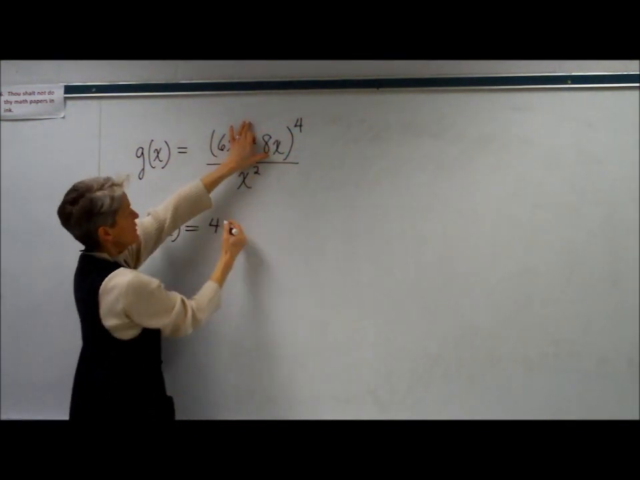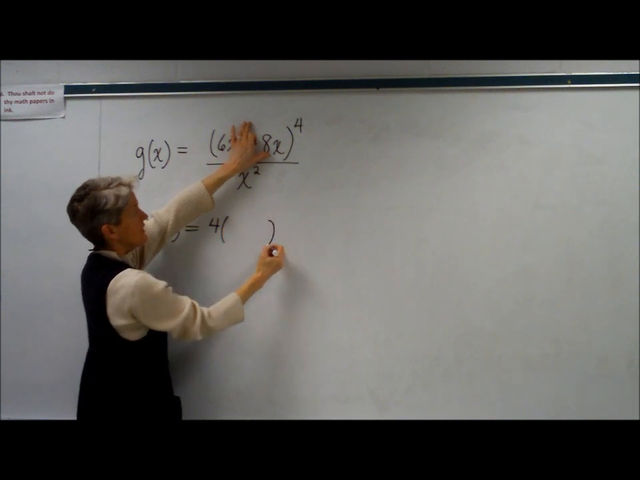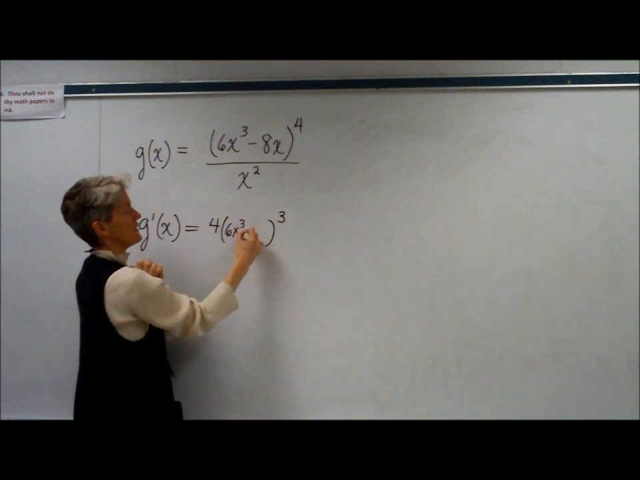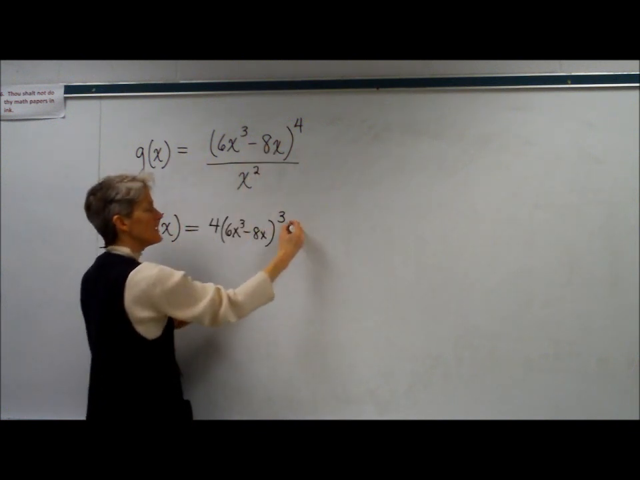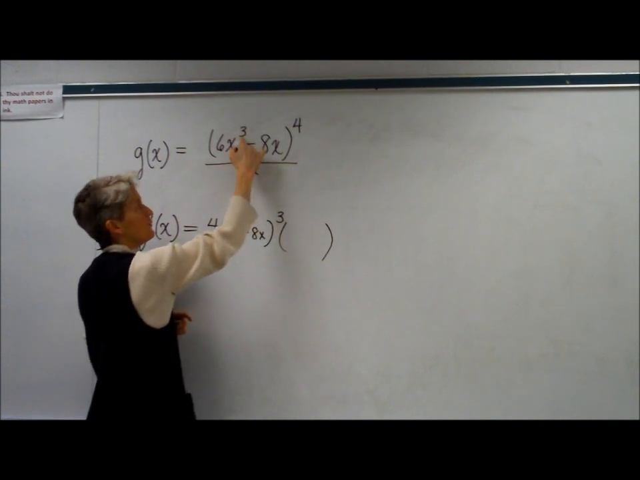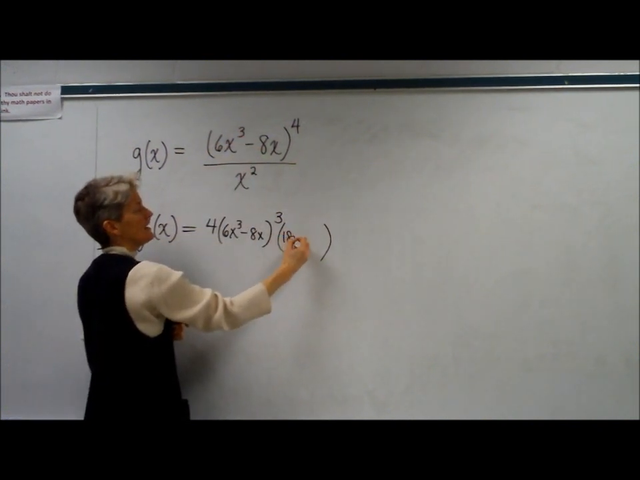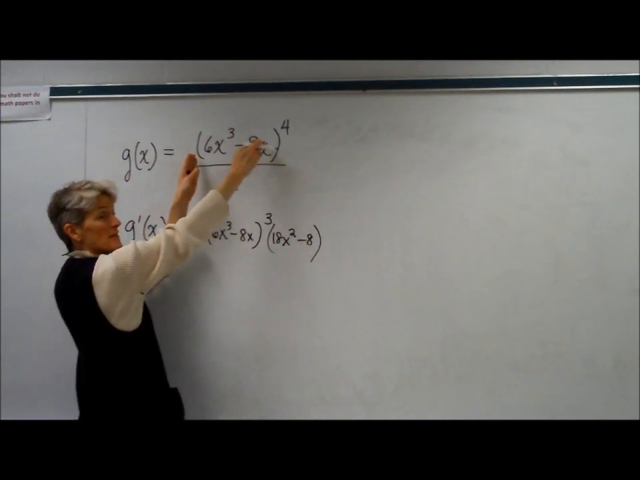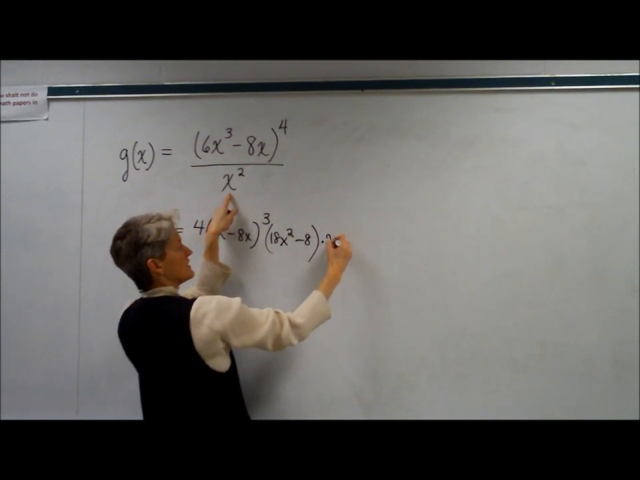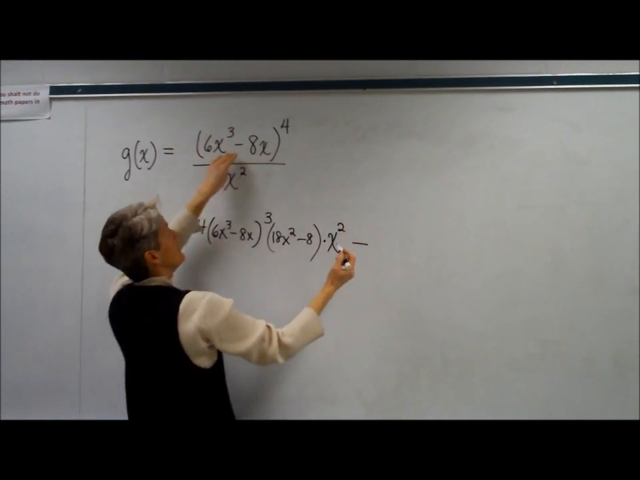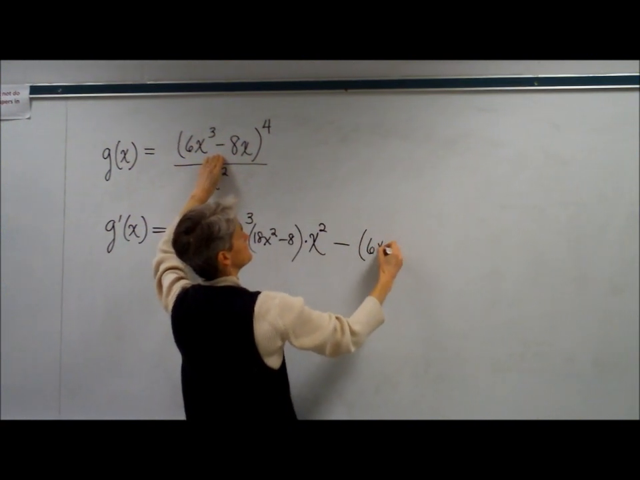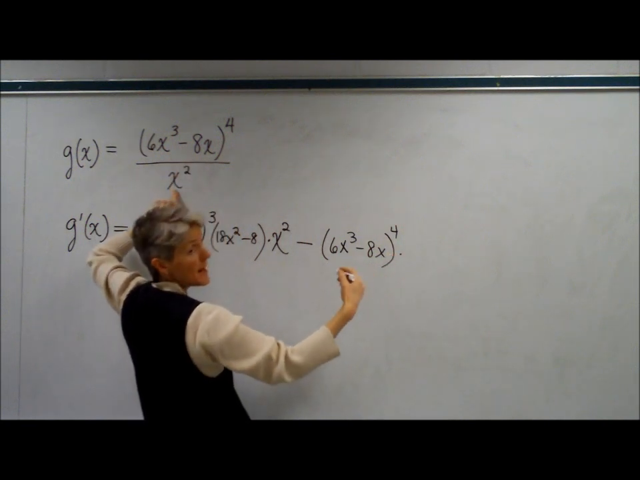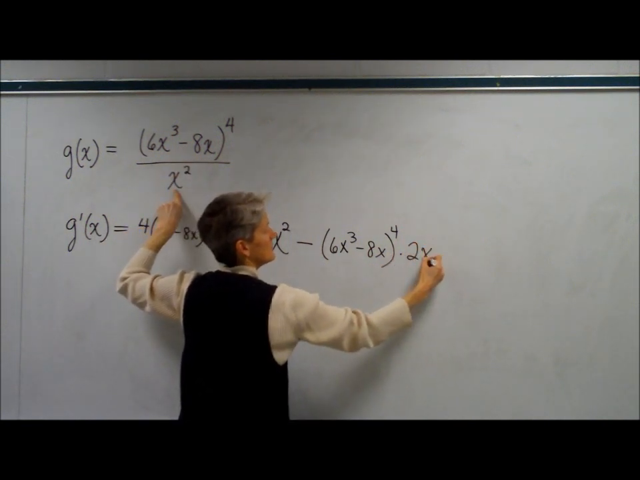Derivative of the outside, so bringing that 4 down, times the innards to the 4 minus 1. And the innards are just 6x to the third minus 8x, times the derivative of the inside. So power rule, 3 times 6, 18x squared minus 8. So that's the derivative of the top times the bottom as it is, minus the top as it is, times the derivative of the bottom, which is just 2x. Did I do that all right?